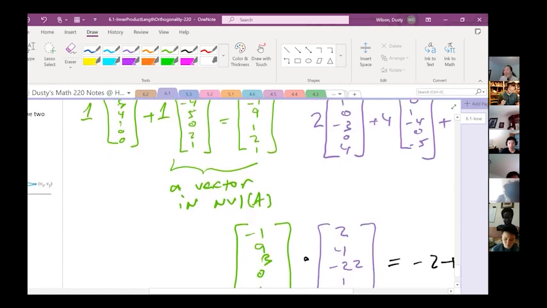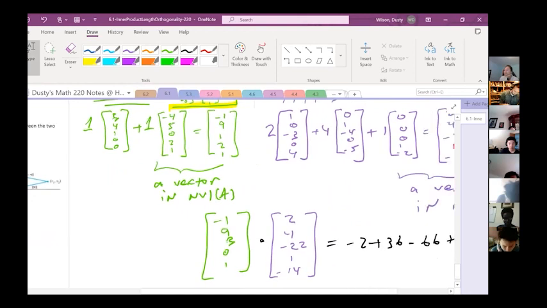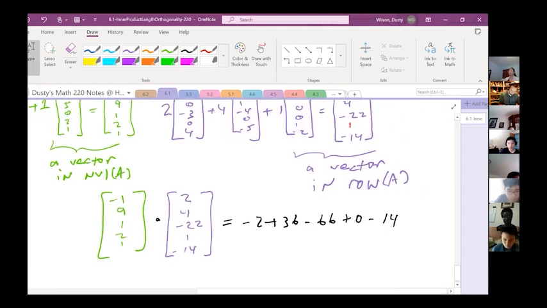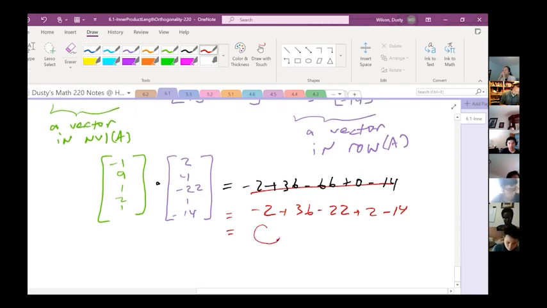Which means we can check like that, which means our whole thing, first couple, should now be -2 plus 36 minus 22 plus 2 minus, which is a very funny way of saying zero. Woohoo.